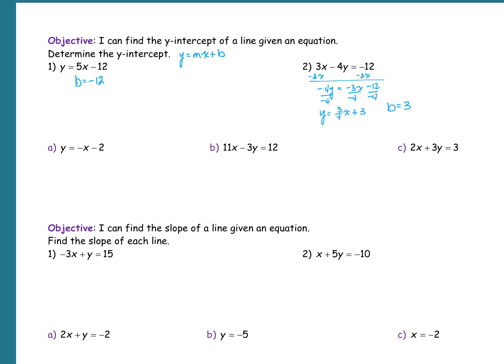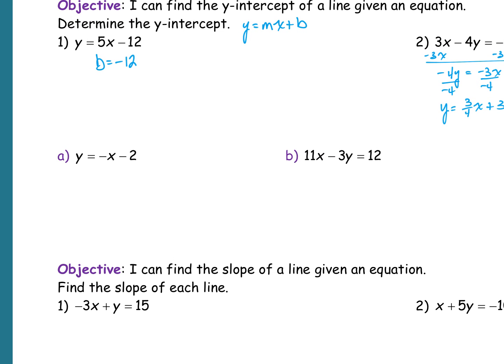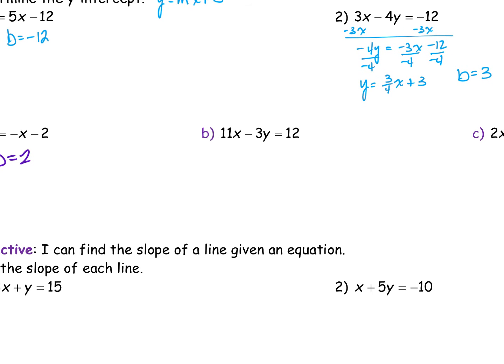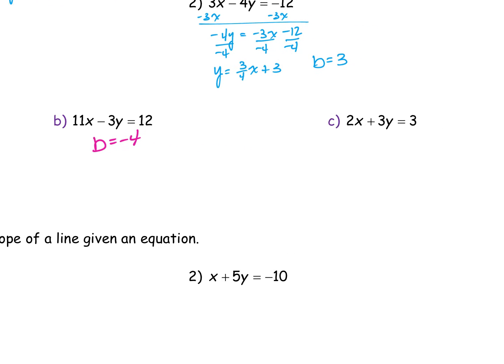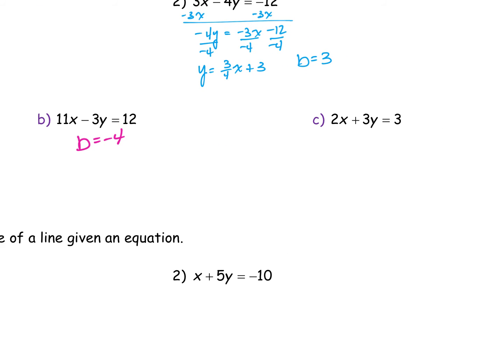Okay, what is my y-intercept for letter A? Negative 2. Great. What about for number B? Negative 4. Yes. Anybody have any questions on that? And number C? b equals 1. Beautiful. Anybody have any questions? Do I need to go over it? Okay, awesome.